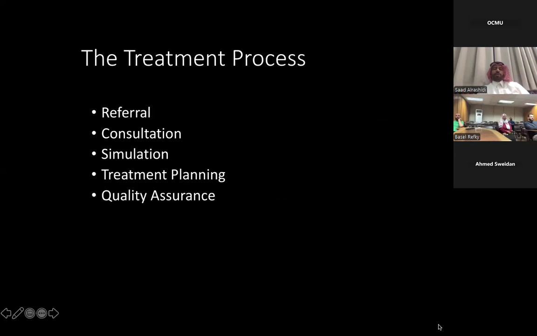So the treatment process involves, of course, referral, and seeing the patient from you as a surgeon and from others, when we see the patient in the consultation. We do the preparation or simulation. We prepare the patient for the radiation and the treatment planning, which is designing the whole plan for the patient, to make sure every patient's own package is suitable to be delivered at the machine. Of course, there is quality assurance, the same as what you have as a surgeon when you review your process in the OR, etc. So that's roughly an overview of the radiation.